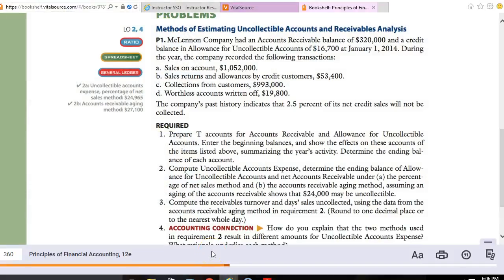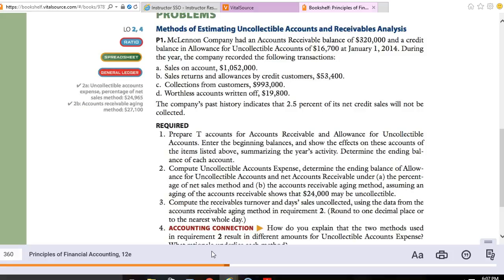Problem P1, McLennan Company had an accounts receivable balance of $320,000 and a credit balance in allowance for uncollectible accounts of $16,700 at January 1st, 2014. During the year, the company recorded the following transactions.